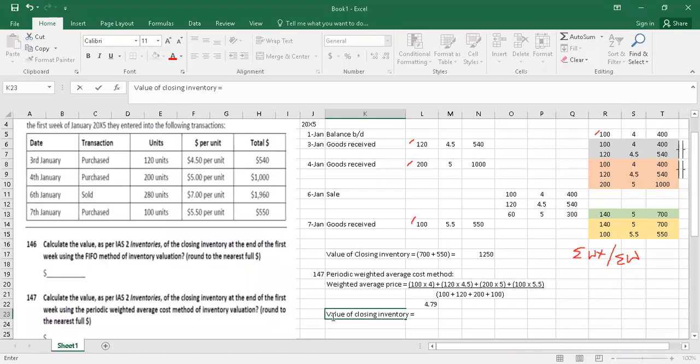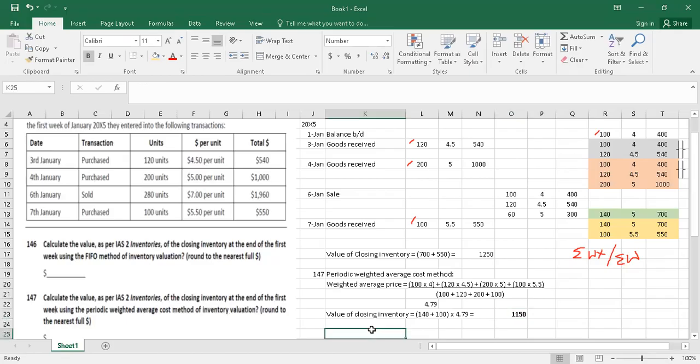Value of closing inventory is equal to, how many units are there in the closing inventory? We see that there's one lot 140, another lot 100. 240 units are available in the stores department at the end of the first week. All these 240 units will be valued at a price of 4.79. So round it off to the nearest dollar, 1150.